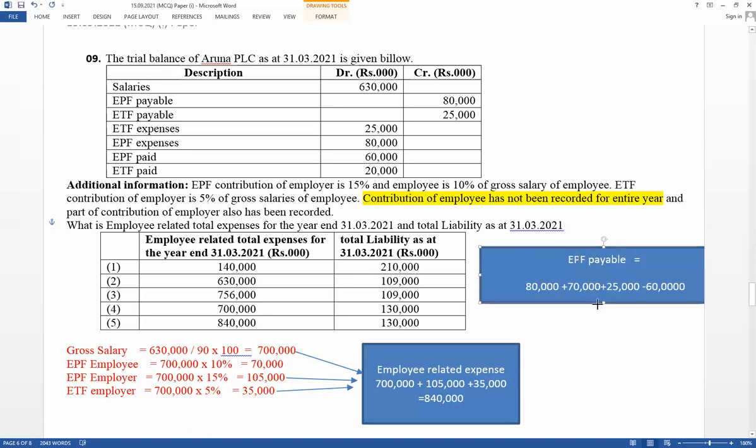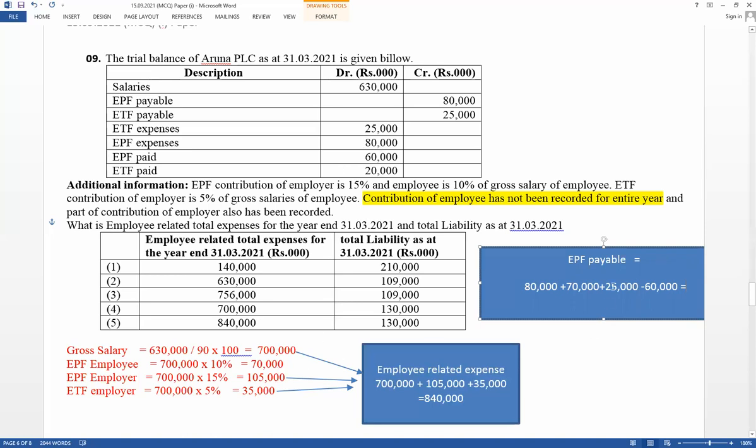Think about the EPF payable account balance. Opening balance 80,000. And the EPF contribution of employee value equals 70,000. The employer recorded only 80,000, but the correct value equals 105,000.